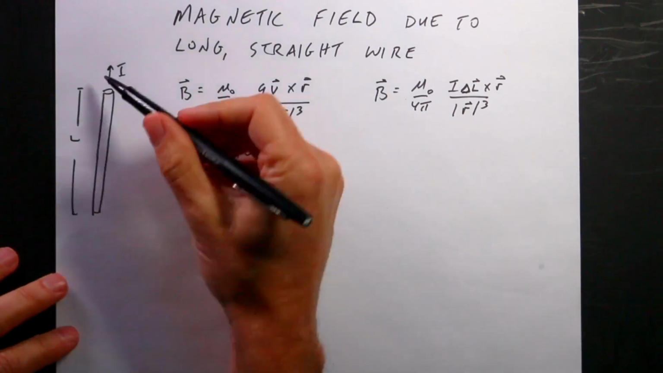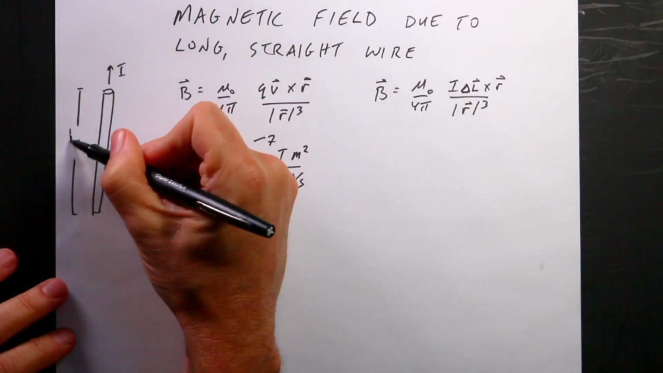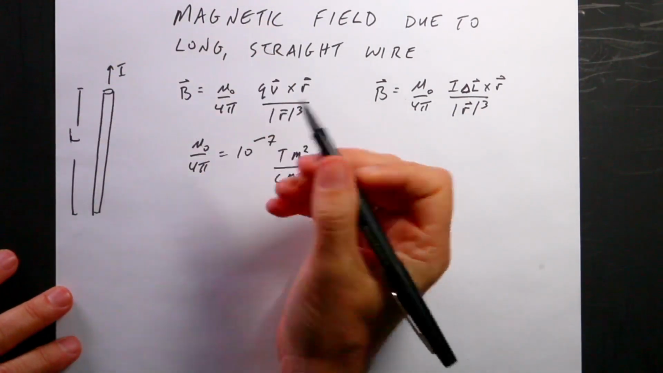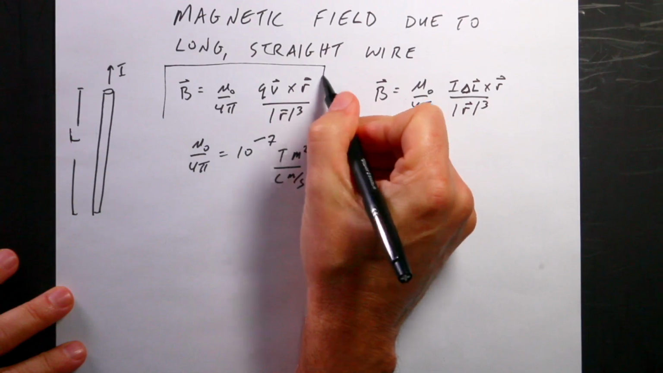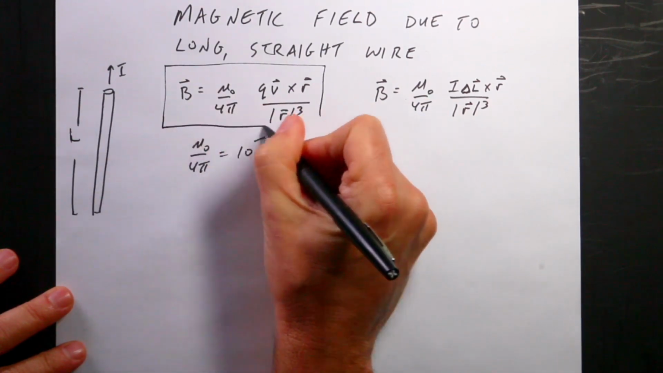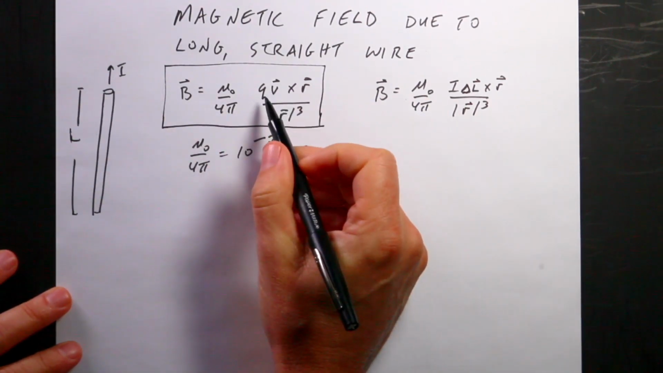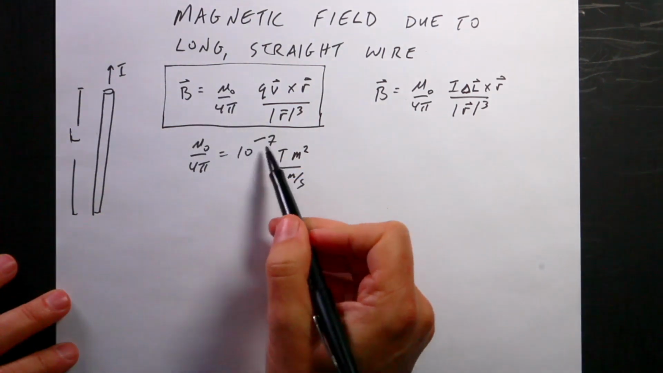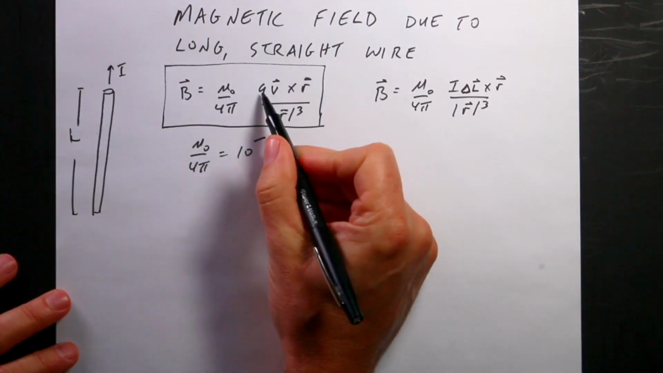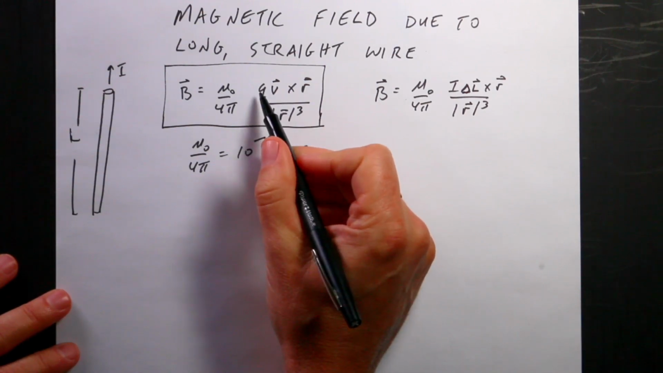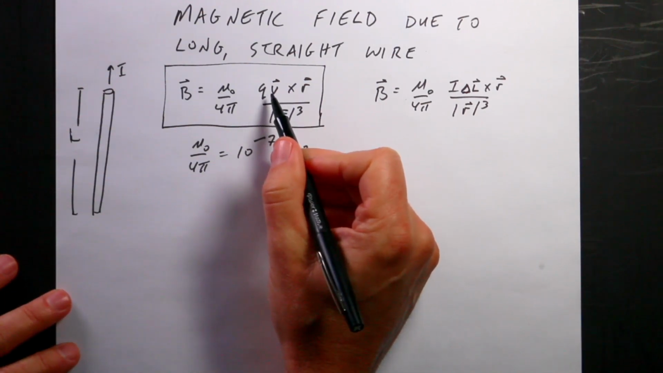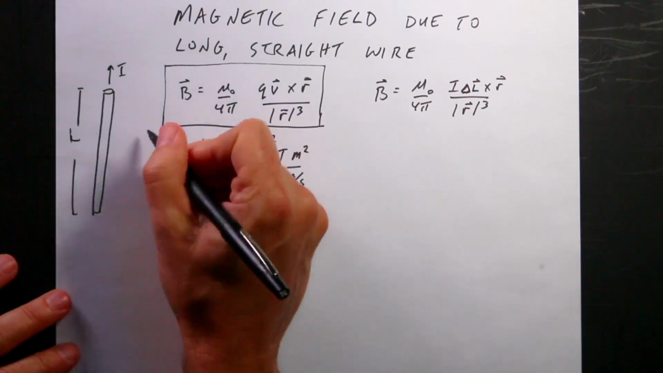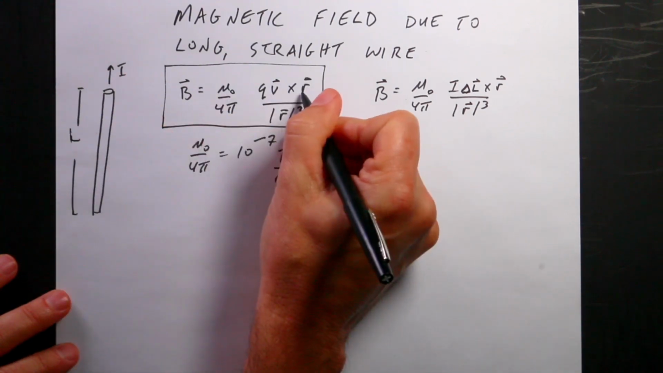So here I have my long straight wire. It's a length L, and it's got a current I going through it. The first thing is the magnetic field due to a moving charge. This has a constant, mu naught over 4 pi, which is 10 to the negative 7th. And then it's QV, where Q is the charge that's moving and V is the vector velocity. The vector R is where you want to find the magnetic field.